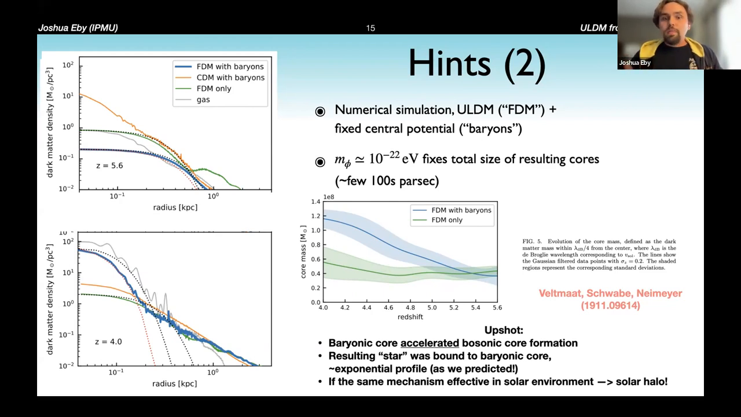Again, this is not a proof because this is also a very different physical system. This is like a whole galaxy with a big baryonic bulge. It's not a solar system with a sun. But again, the same dynamical processes should be present at this different scale. So it's just a question of whether the timescales are fast enough for this to work.